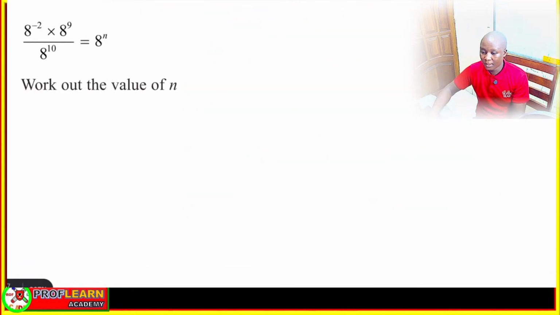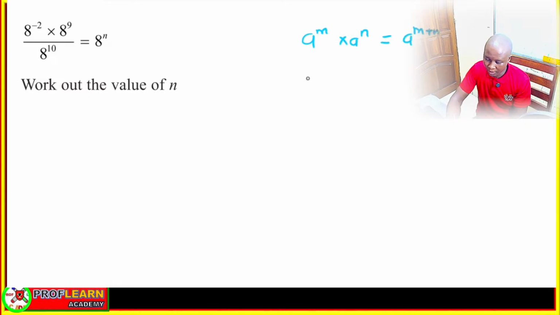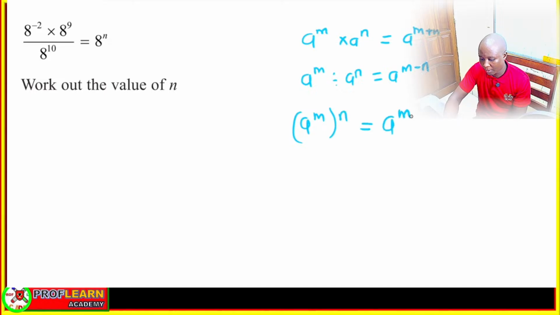All right, now on indices, you need to understand a few rules. If you have a raised to power m times a raised to power n, this reduces to a^(m+n). But if they are divided, a raised to power m divided by a raised to power n, you need to remember it's a^(m-n). You subtract the powers. But if you have a raised to power m, all raised to power n, this is going to be a^(m×n).